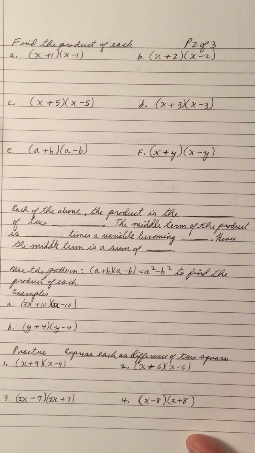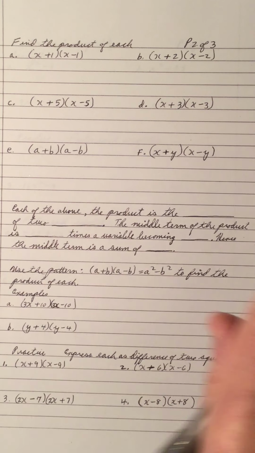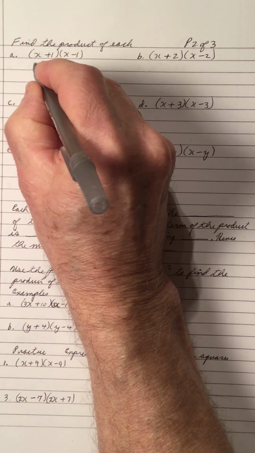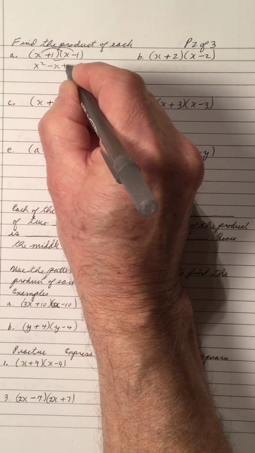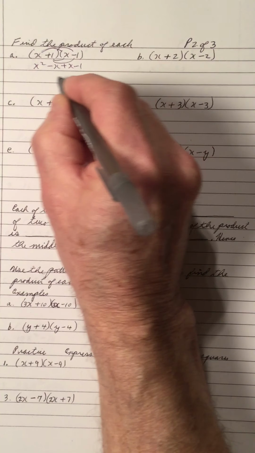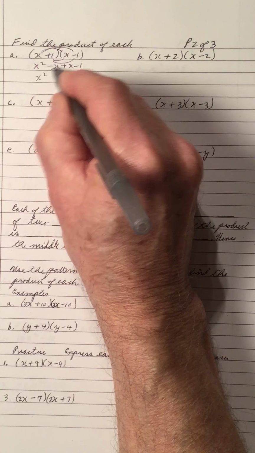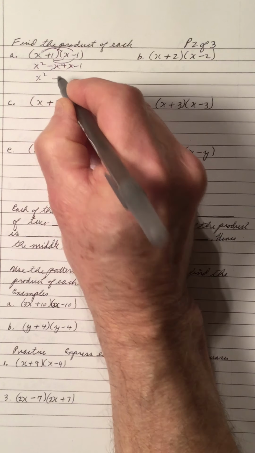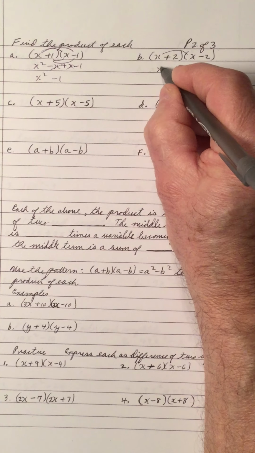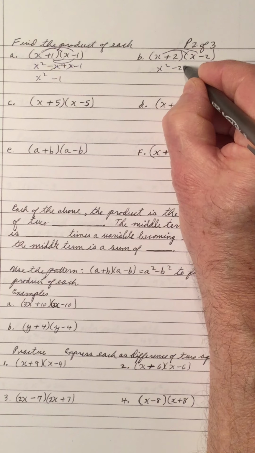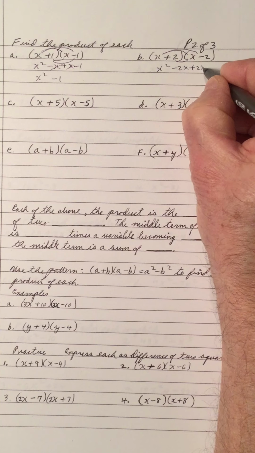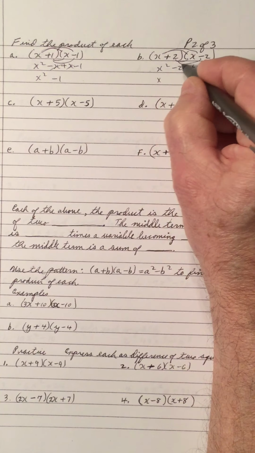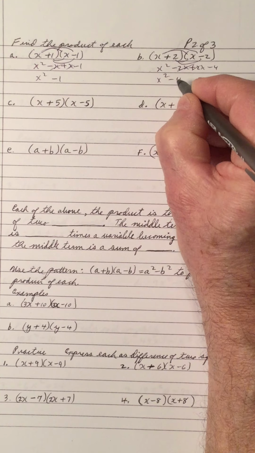Let's work these products out. I'm going to do it two ways, but let's do it by FOIL first. First, x times x; outside, negative x; inside, positive x; and last is -1. When I add these up, that cancels out to give me a 0, so that's x squared minus 1. Next, first, outside, inside, last. When we add these up, we get a 0, so we get x squared minus 4.